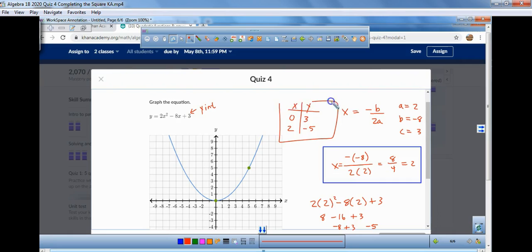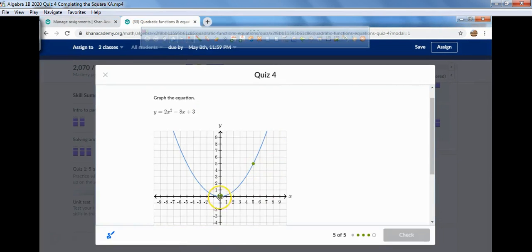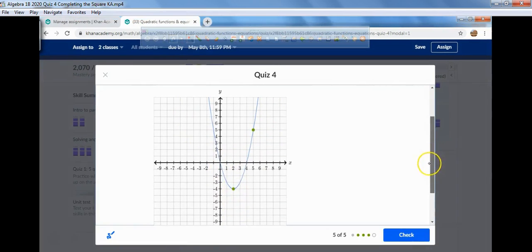We're going to plot those 2 points, 0, 3, and 2, negative 5. And we will call this video complete here in just a second. There we go. There's 2, 2, negative 5. Move the other dot over to 0 and 3, and now we're feeling pretty good about our answer.